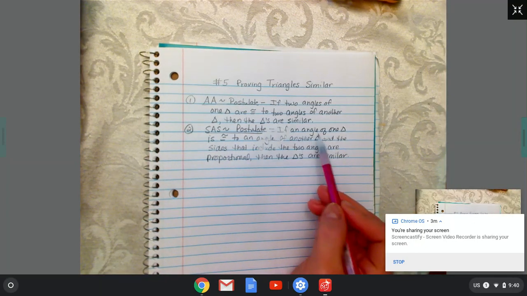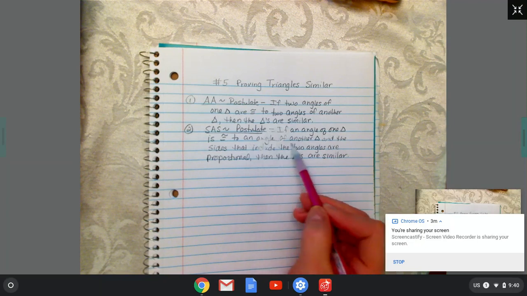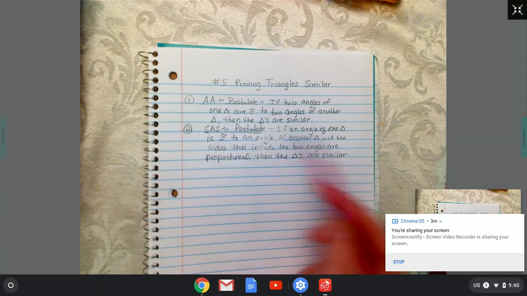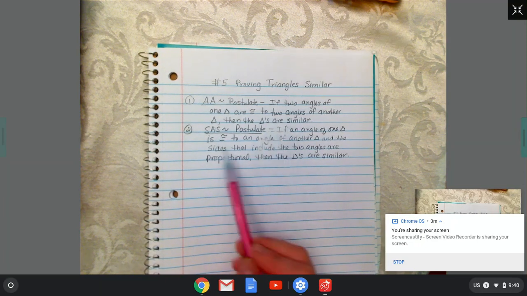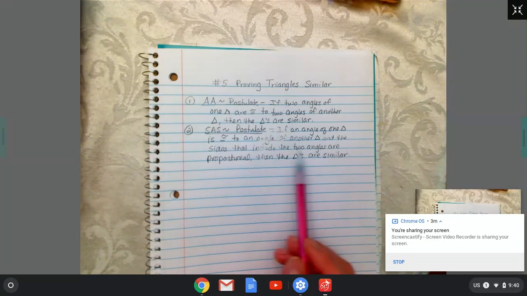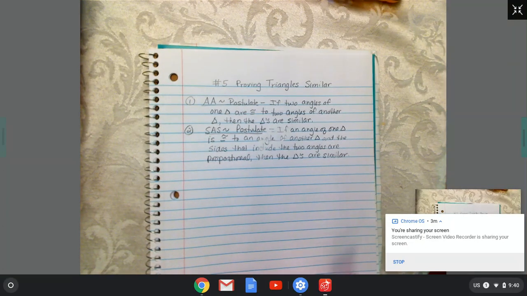So another shortcut, side, angle, side postulate. If one angle of a triangle is congruent to one angle of another, so you're only needing one angle, and the sides that include it, so this is an included angle between these two sides, if those two sides of each triangle are proportional, then the triangles are similar.